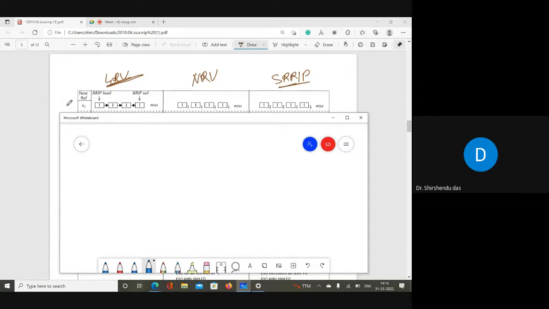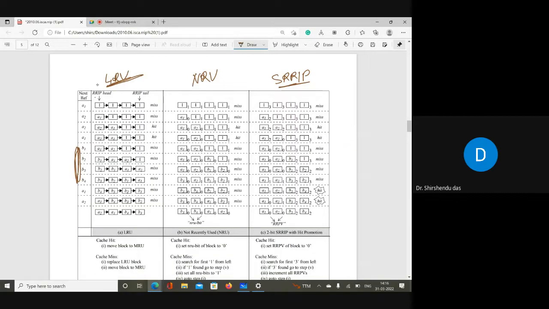So initially the set is empty and the request is for A1. If the request is for A1, the cache is empty, so I can place A1 in the first position. And here it is written wrong. It is RRIP head, which means you can consider this the MRU position, and this is the RRIP tail, which means this is the LRU position.